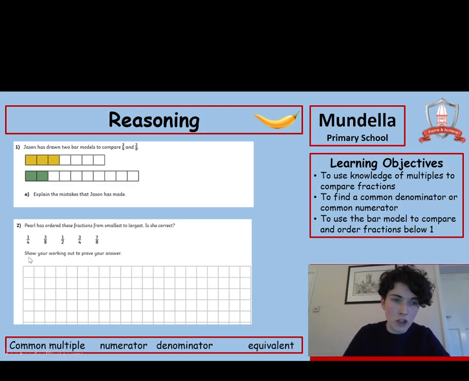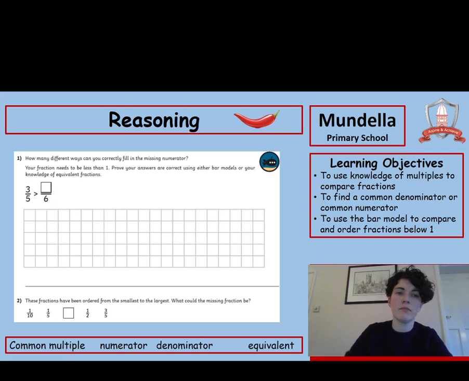Think the denominators. In order to compare them, we need to find a common multiple. Good. So what would the common multiple be? And think back to what we did in our flashback 4 to help you. Pause the video now if you'd like to have a go at yellow chili pepper challenge.